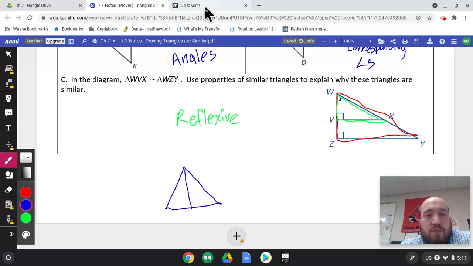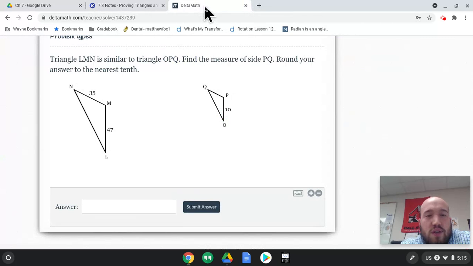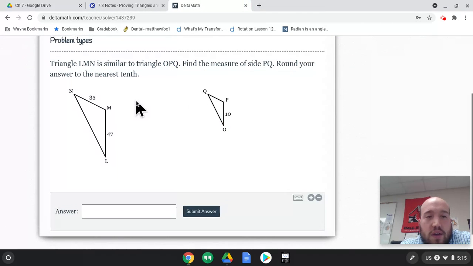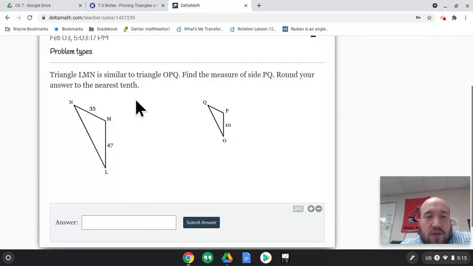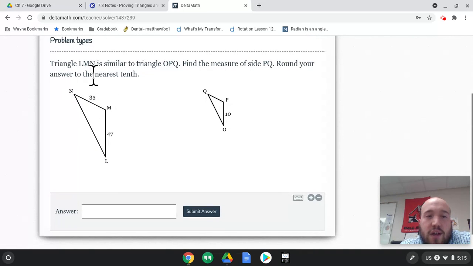Now today's assignment is more dealing with our proportions when triangles are similar. So you're going to have some questions like this. This is in Delta Math, you're going to go in there, sign in. It says triangle LMN is similar to triangle OPQ. Find the measure of side PQ, round your answer to the nearest tenth. Okay, so it's the same as what we've been doing, except now they use words.